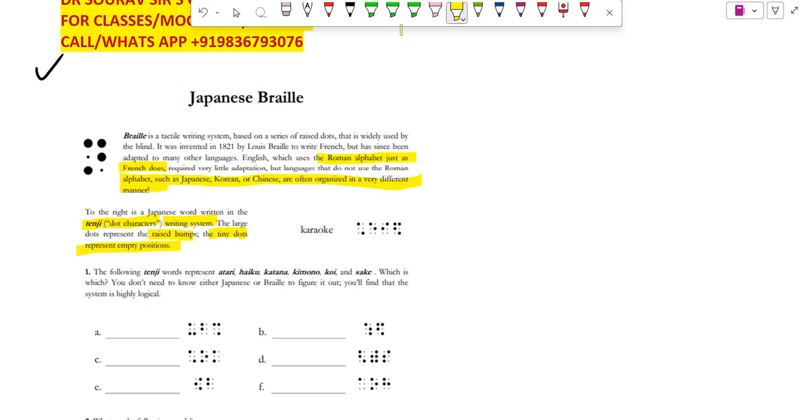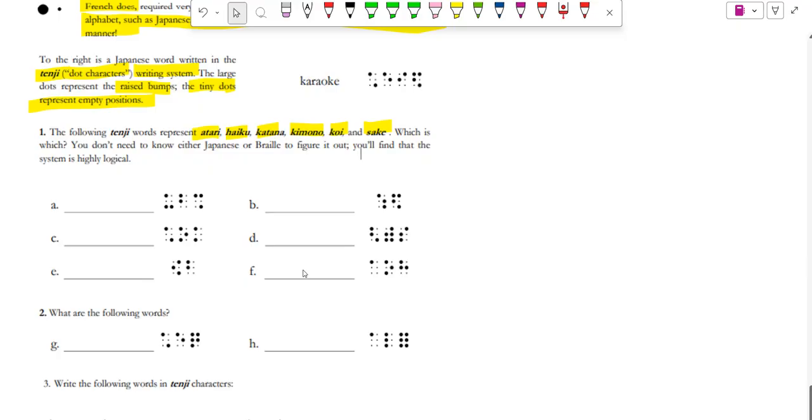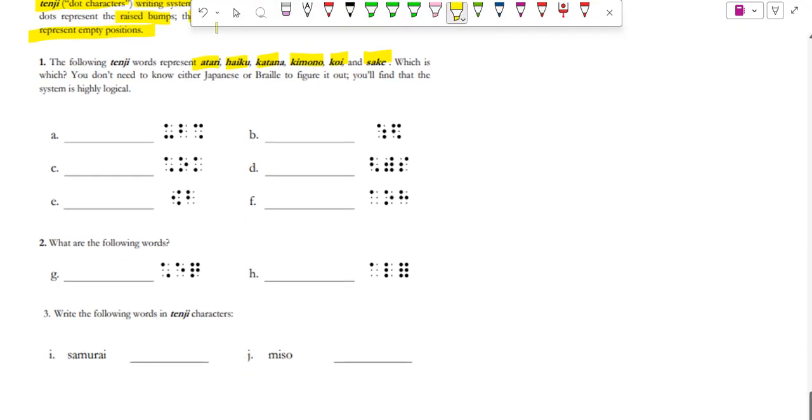The following tenji words represent atari, haiku, katana, kimono, koi, and sake. So which are which? Remember that this one is very challenging. You don't need to know either Japanese or Braille to figure it out. You just find it. The system is highly logical. That's it.